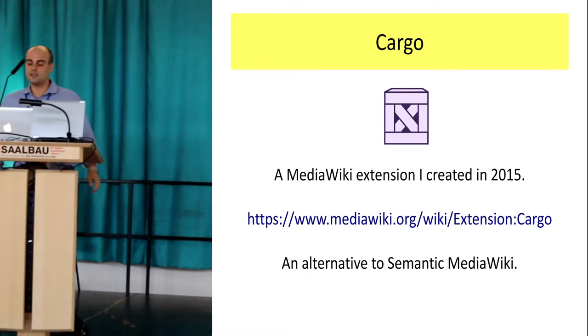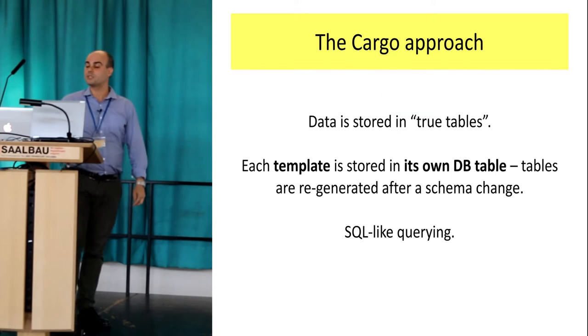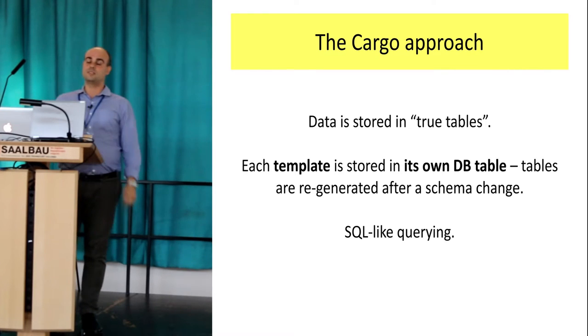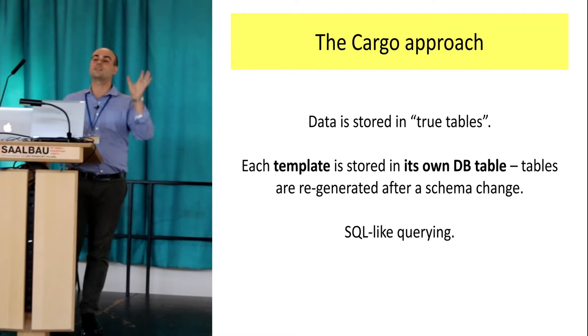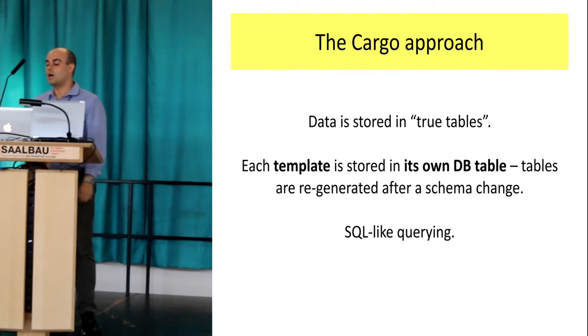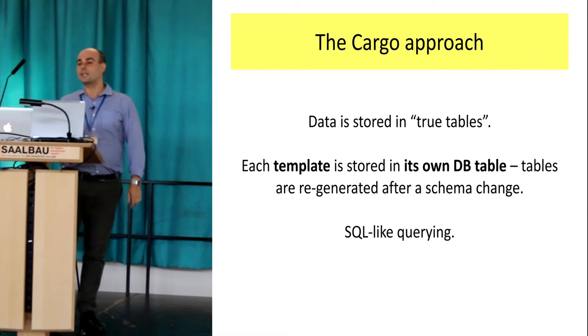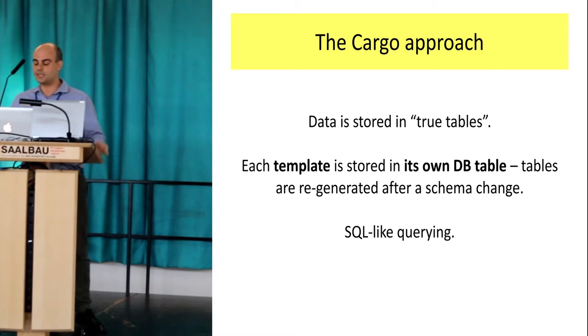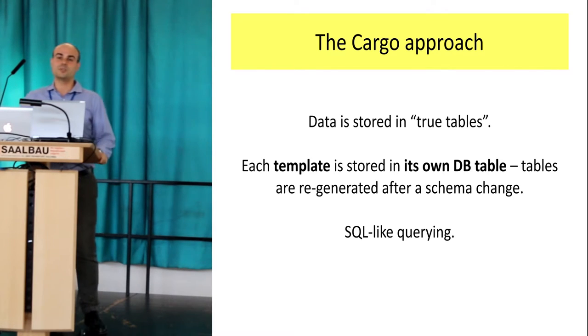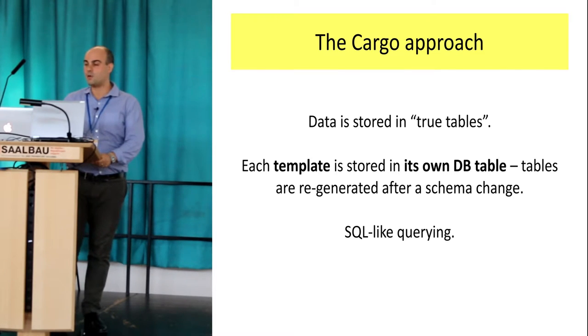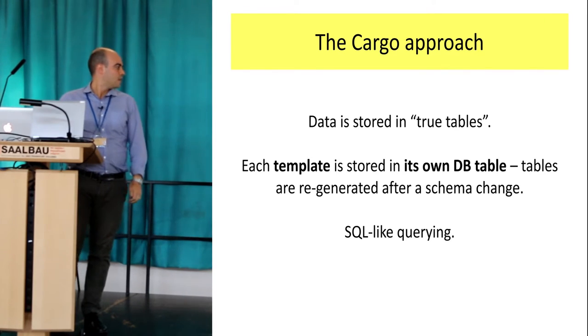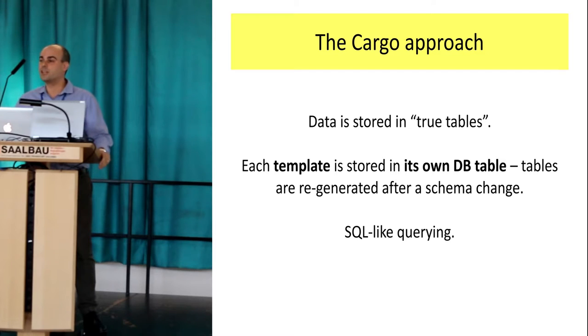Cargo is a MediaWiki extension that I put out last year. You can see the URL there. It's an alternative to Semantic MediaWiki that stores data in true tables. So each template is stored in its own database table, with the structure that you'd expect. Columns represent template parameters. And if you change the template, like adding a field, all you have to do is recreate the corresponding table. Its querying is just a thin wrapper around SQL, so it takes advantage of all the power of SQL to do its querying without that much development work needed to get it working.